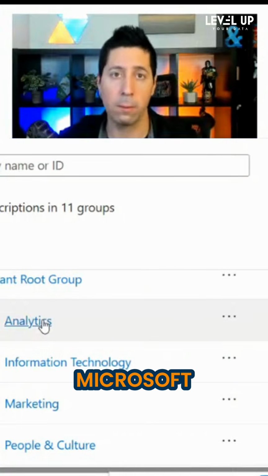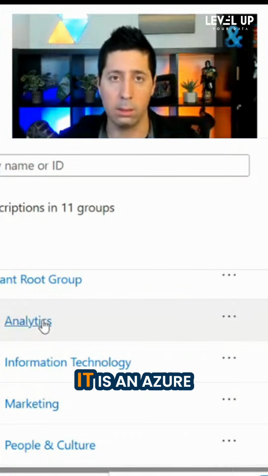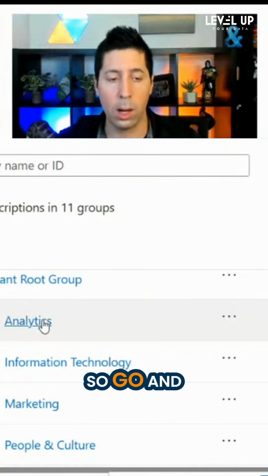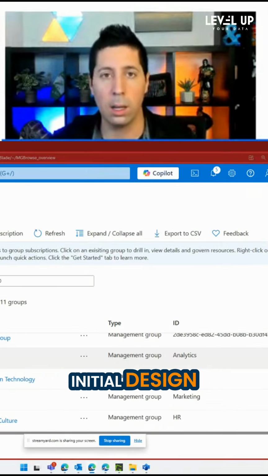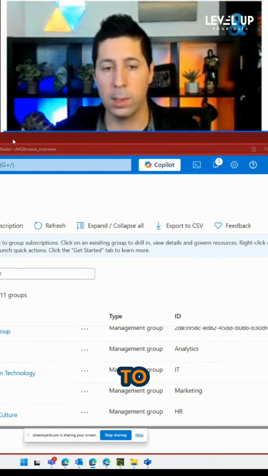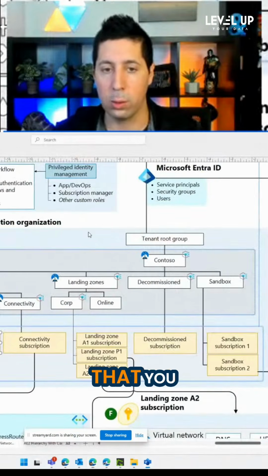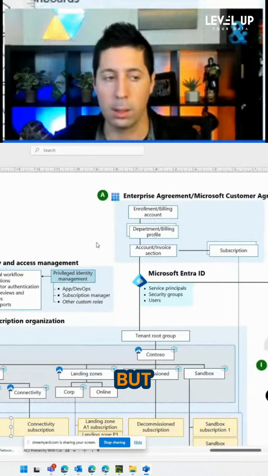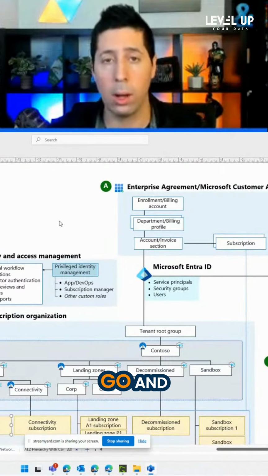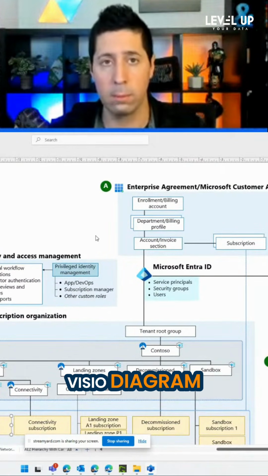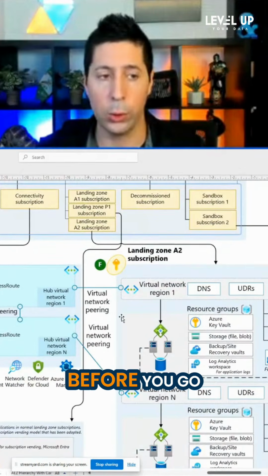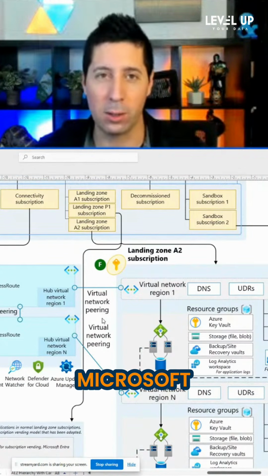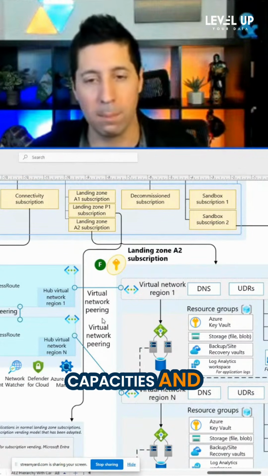And remember, Microsoft Fabric capacity is an Azure service. So go and have a chat with your sysadmins and come up with an initial design for your organization. It doesn't have to be as robust as the example that you get in the Microsoft documentation, but I usually recommend you go and download this visual diagram from the Microsoft documentation, and this is a good starting point before you go and start provisioning Microsoft Fabric capacities and so on.